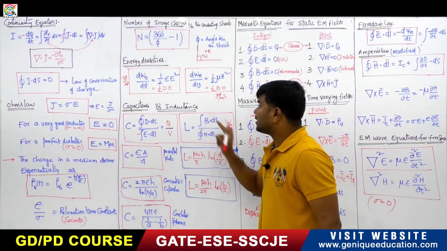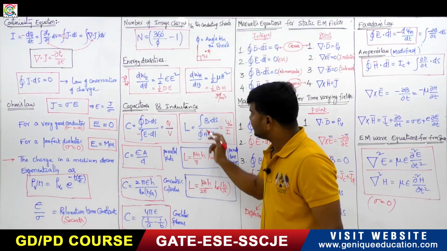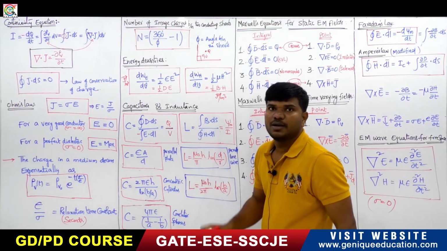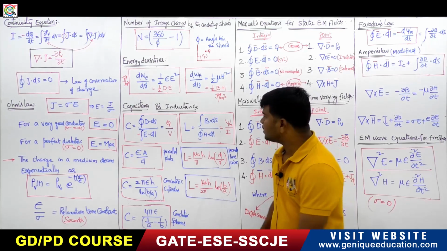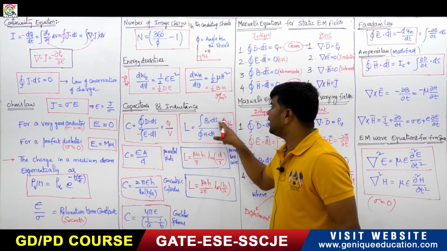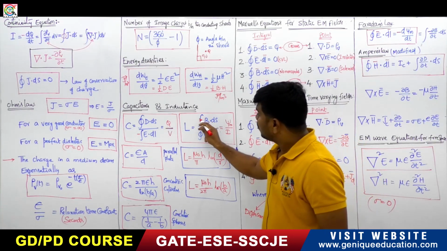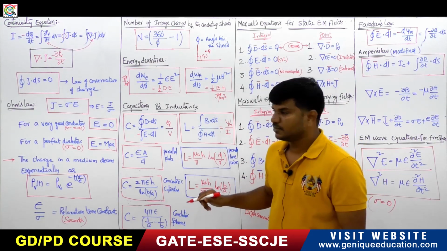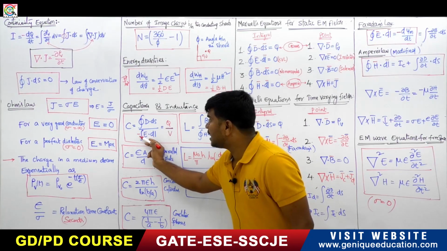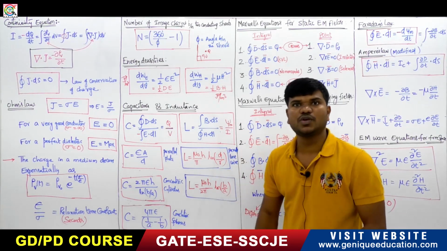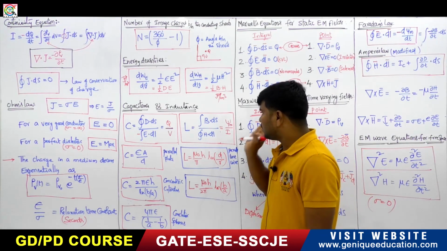Suppose, unexpectedly, you put the closed surface here, then it will be wrong for you, because the closed surface integral of B dot ds is equal to 0. Don't put the closed surface integral there. Don't put the closed line integral there. This is the point you have to understand.